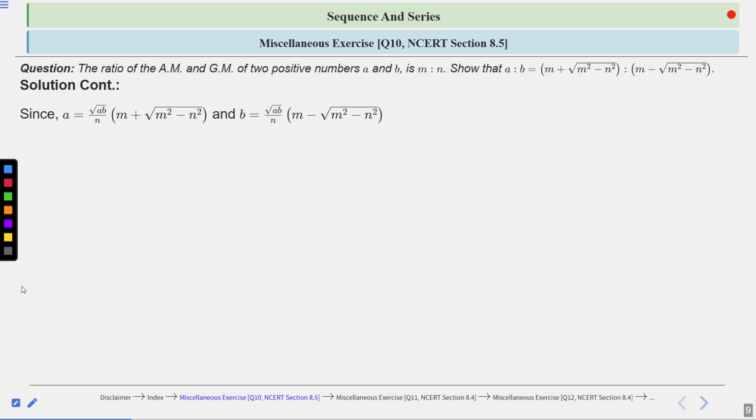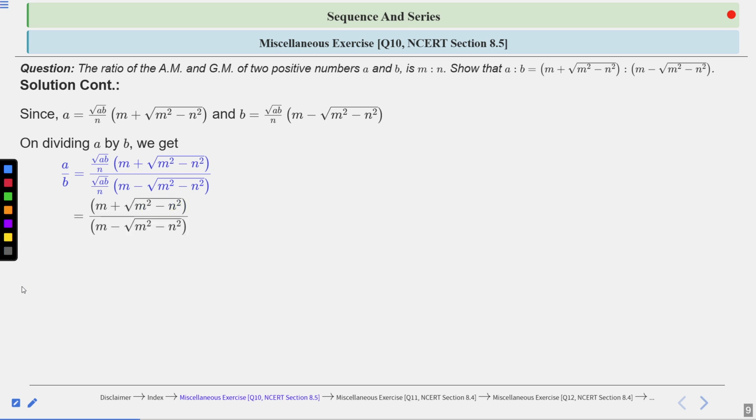Since a is equal to root ab upon n m plus root over m square minus n square, and b is equal to root ab upon n m minus root over m square minus n square, on dividing a by b, we get a upon b is equal to root ab upon n m plus root over m square minus n square upon root ab upon n m minus root over m square minus n square, right? Therefore, a upon b will be equal to m plus root over m square minus n square upon m minus root over m square minus n square, right?